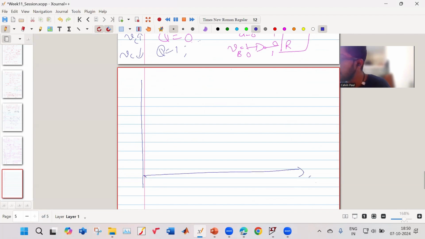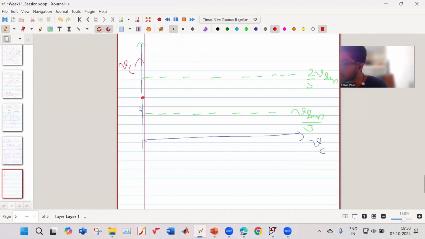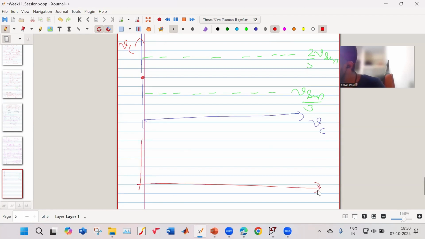So let us say this is my VC. This is my V supply by 3. This is my 2/3 V supply. Let us say the voltage across your capacitor was somewhere over here, and this is Q. Q was high. If Q is on, your voltage will reduce, and then it will touch this point. When it touches this point, your Q will become 0.